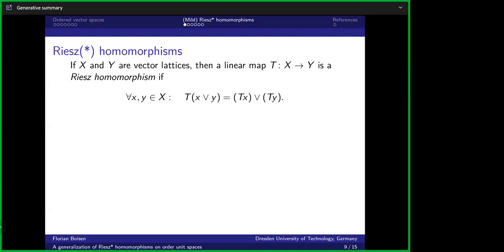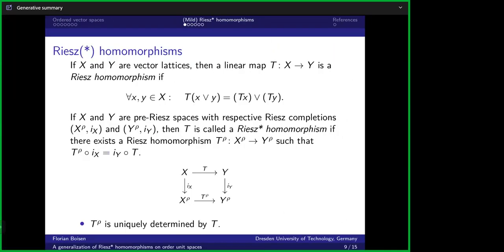And there's a way to generalize this notion to pre-Riesz spaces. One way to describe this is as follows. If you have two pre-Riesz spaces and you take their respective Riesz completions, then a Riesz star homomorphism is any linear map which can be extended to a Riesz homomorphism between the Riesz completions. So if you think of pre-Riesz spaces as ordered subspaces of vector lattices, then the Riesz star homomorphisms are restrictions of Riesz homomorphisms.